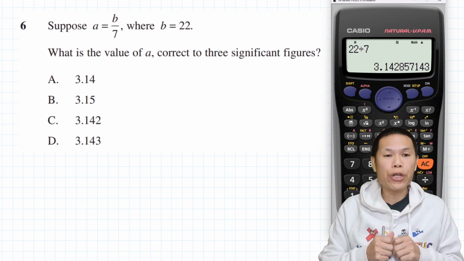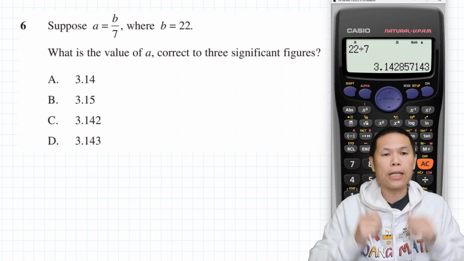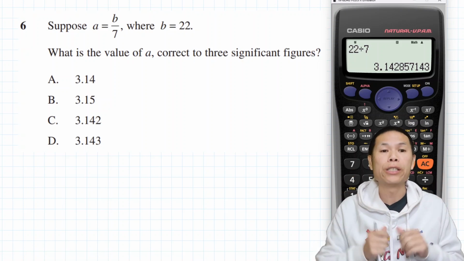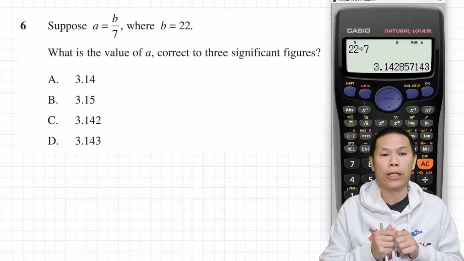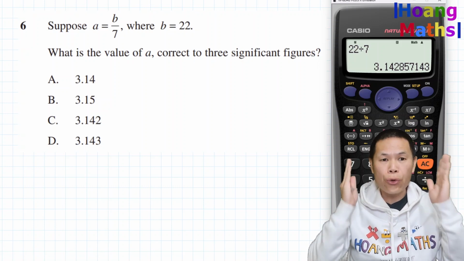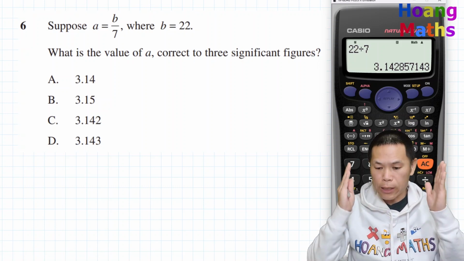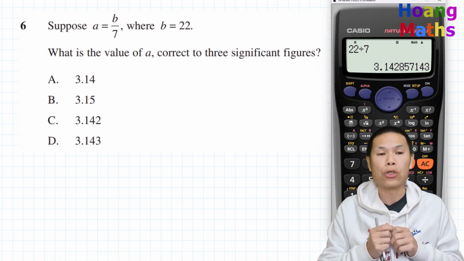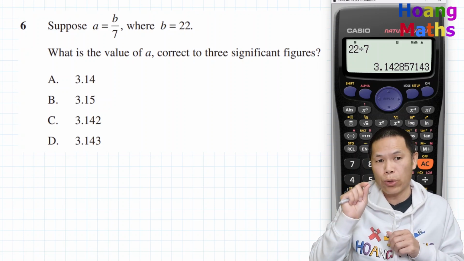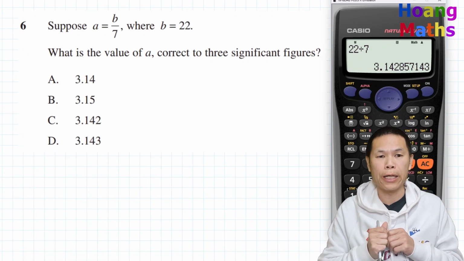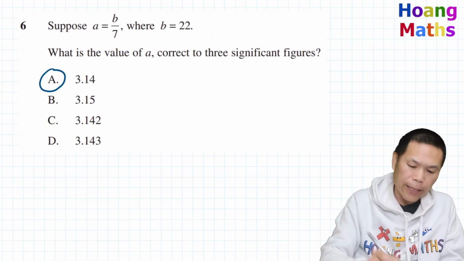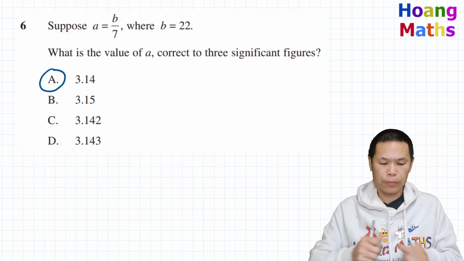So there you go. We need to correct to 3 significant figures. That means all non-zero digits are significant. In other words, we just need 3 digits. So that is 3.14, because after the 4 is 2, which is less than 5. So the answer is 3.14. Keep that in mind. So the answer is 3.14. That is A. There you go.